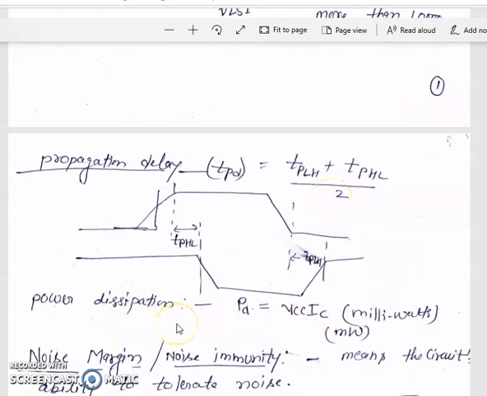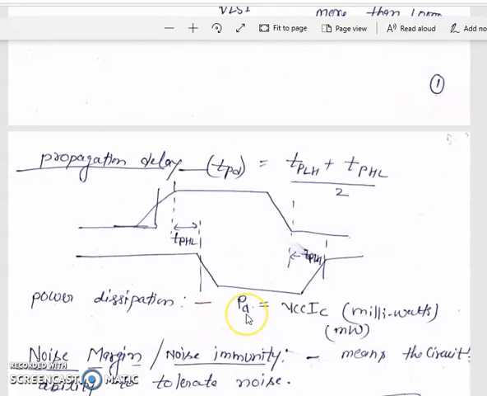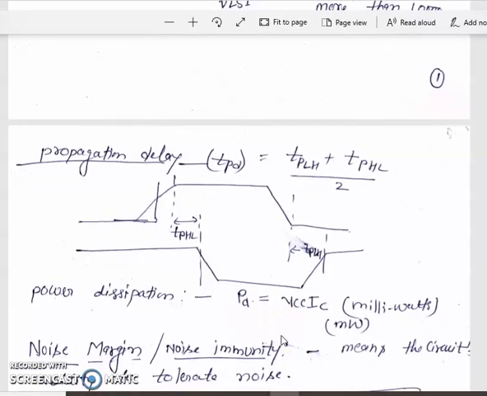And what is power dissipation? Power dissipation is represented by PD, equivalent to VCC times ICC, measured in milliwatts.